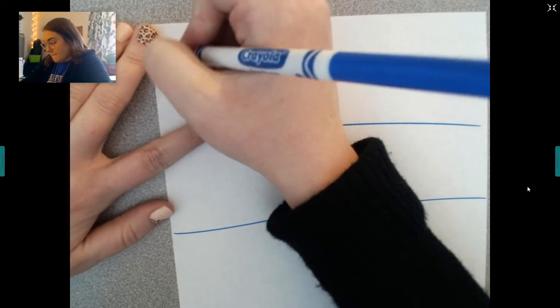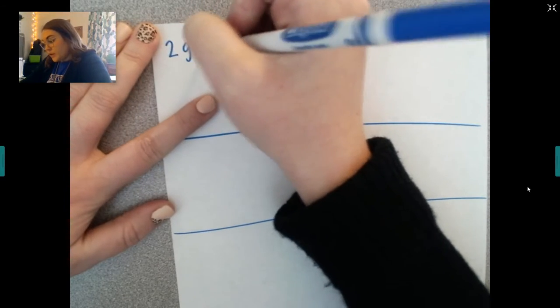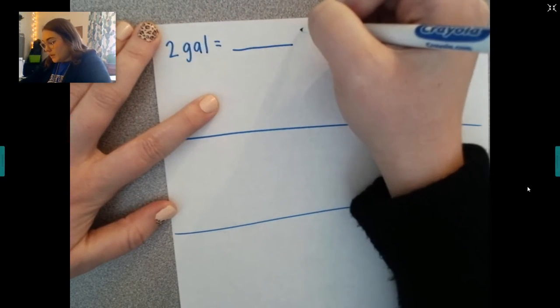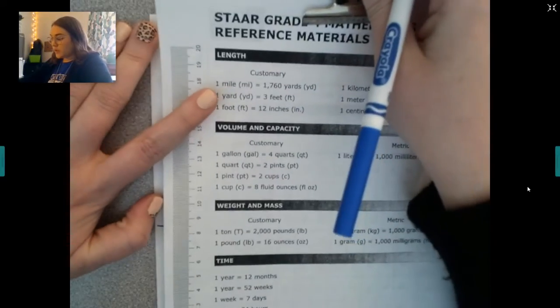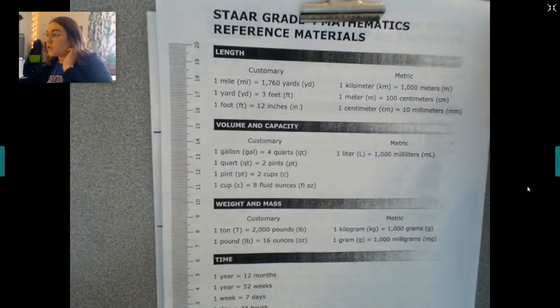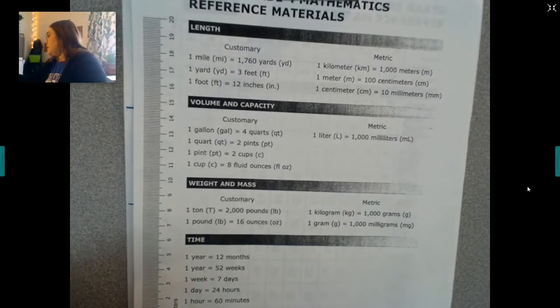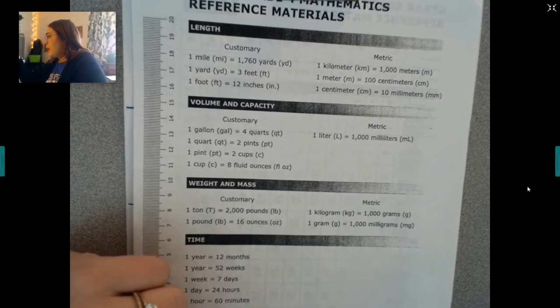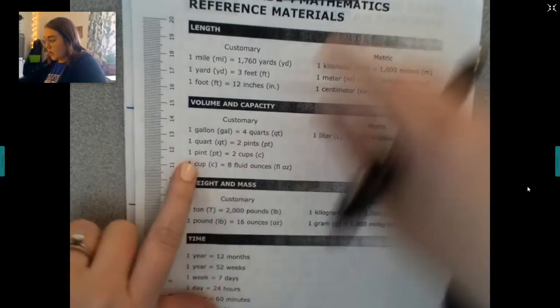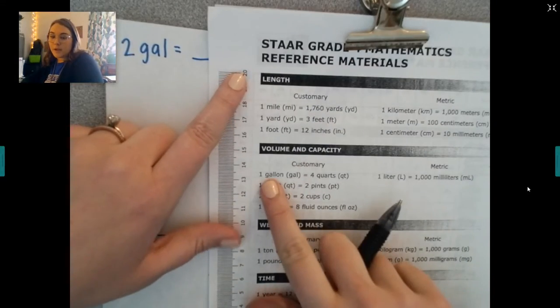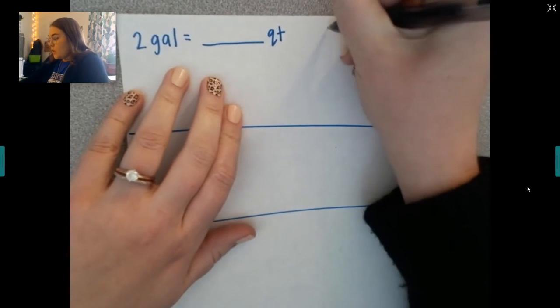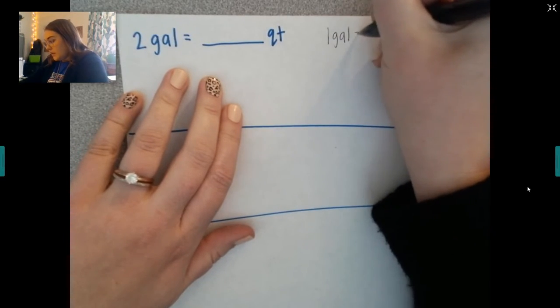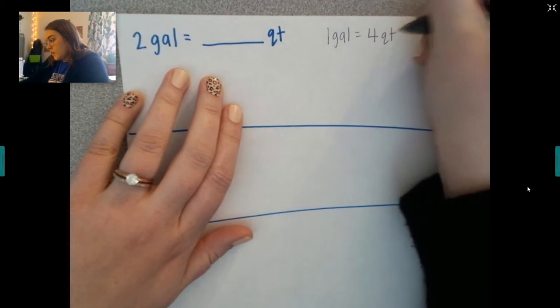So 2 gallons is how many quarts? The first thing that we do is we go on our star chart and we find the conversion that matches. So I'm looking for gallons to quarts. So what am I looking for? Gallons to quarts. So 1 gallon is 4 quarts. Okay. 1 gallon equals 4 quarts.